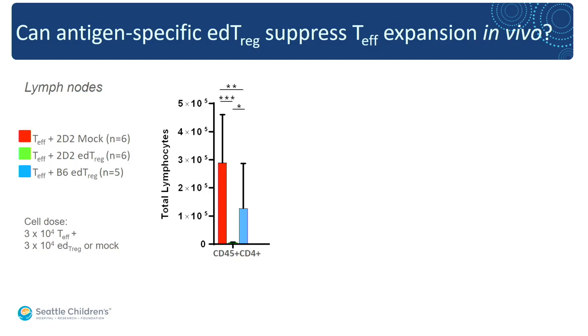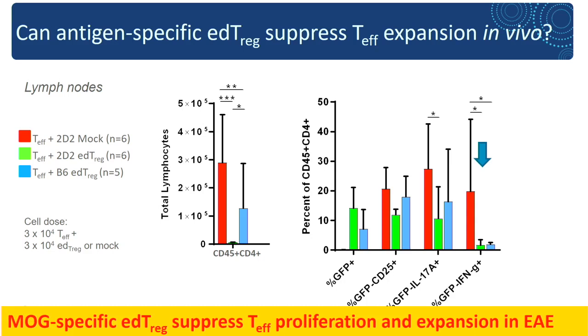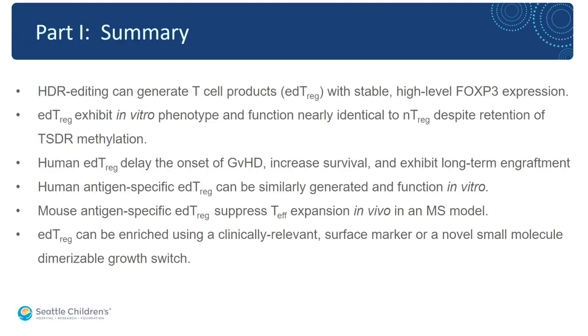Whereas with the broader repertoire, which is not enriched for the 2D2 epitope, we see, again, less expansion, but still much more than with an antigen-specific population. And in this setting, these cells still, most importantly, remain low for the inflammatory cytokines. So these MOG-specific cells can proliferate and block T effector expansion in this EAE model.